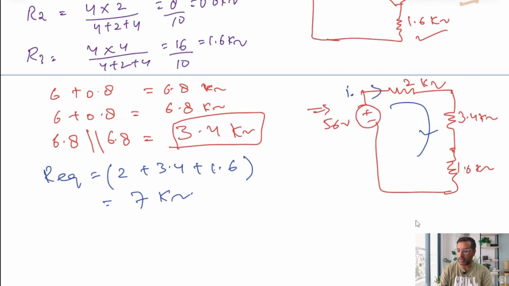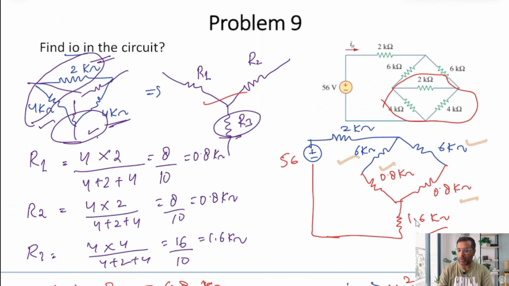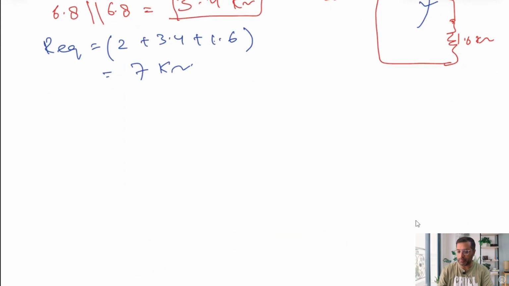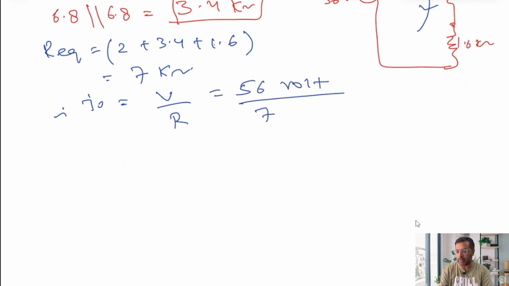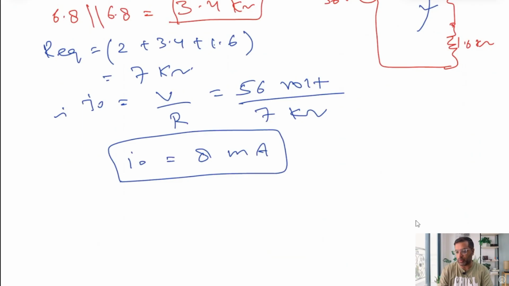So what was the required parameter to be solved? I naught. So we can now simply say, therefore I naught is equal to V by R. This is 56 volt as per the given question, and R we got as 7 kilo ohm. So I naught is equal to 8 milliampere. So this is the answer of this question.